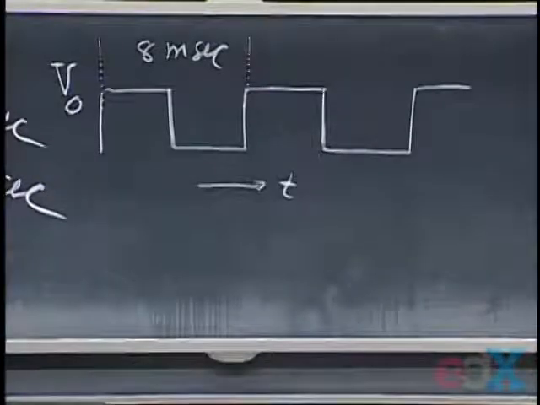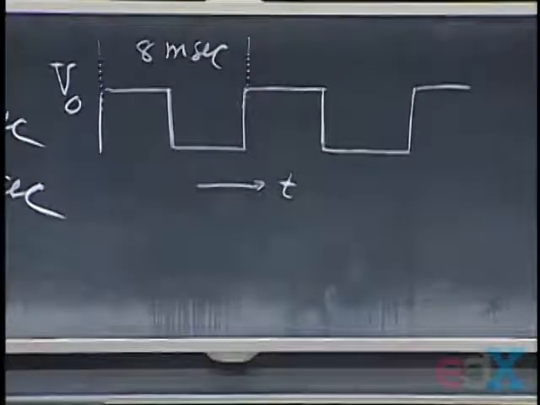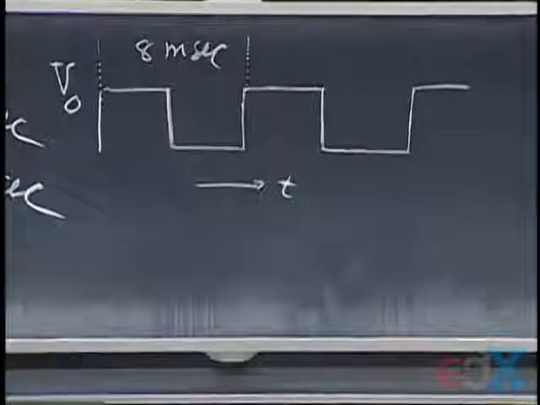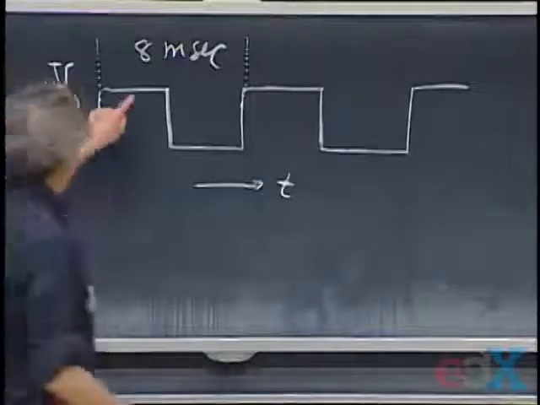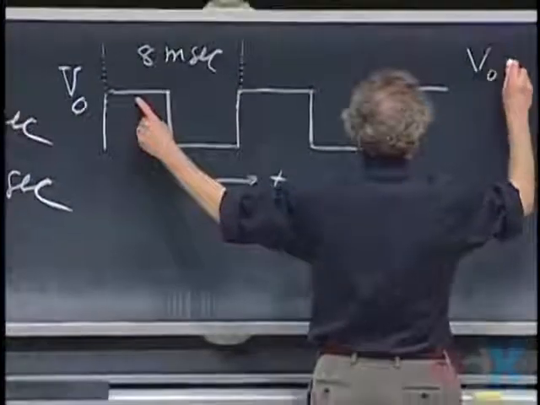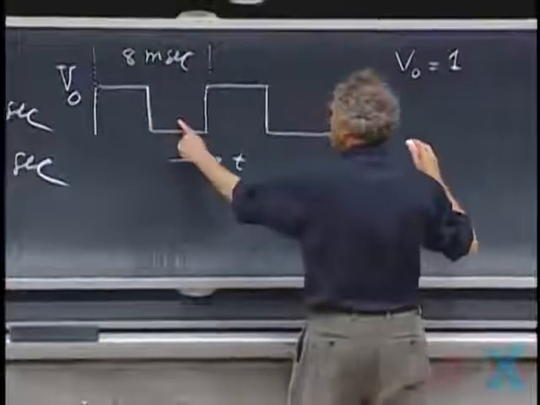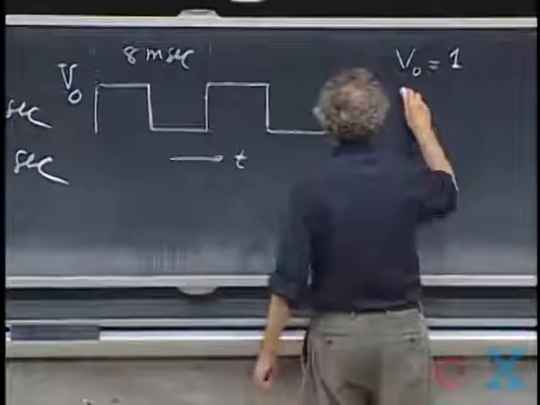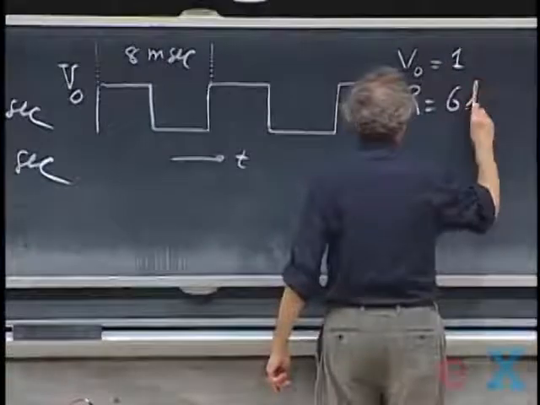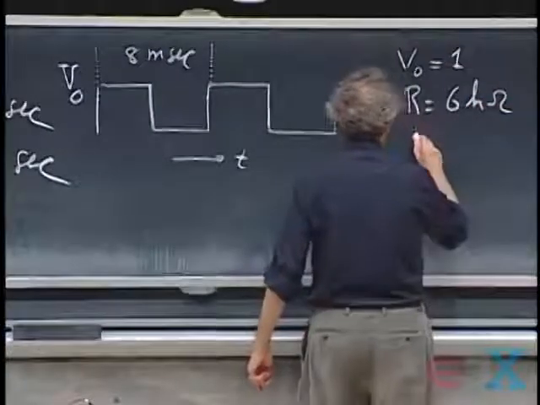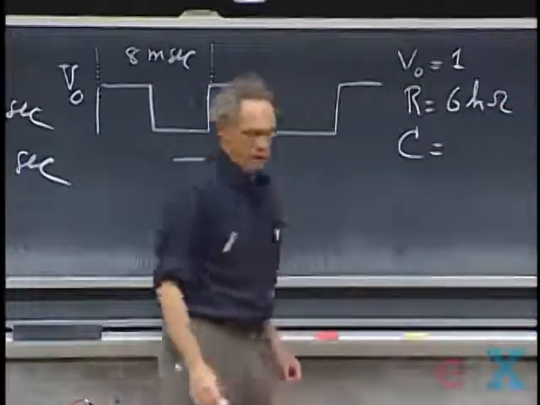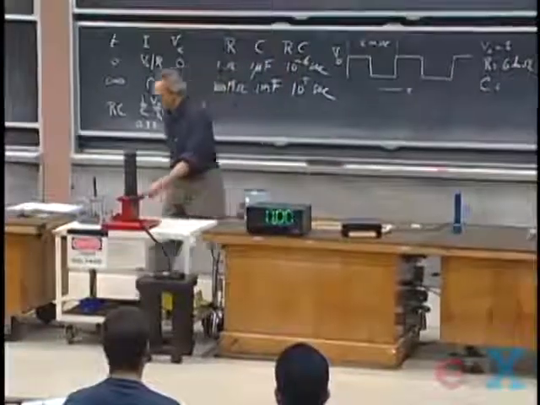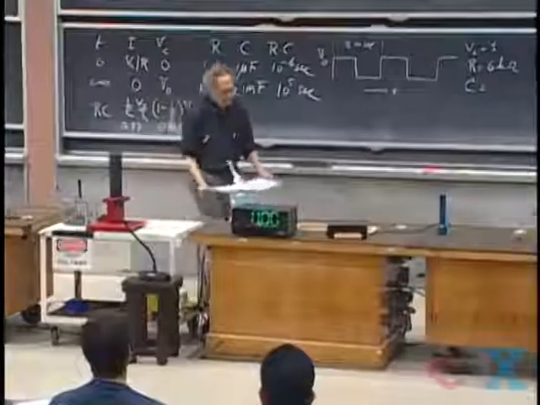And the values that I have chosen for R and C, I will give them to you. The value for V0 here is 1 volt, and here, of course, it's 0. The value that I have chosen for R is 6 kilo ohms. And the value I have for C, I think, is 0.1 microfarad. Yes, that's what it is.